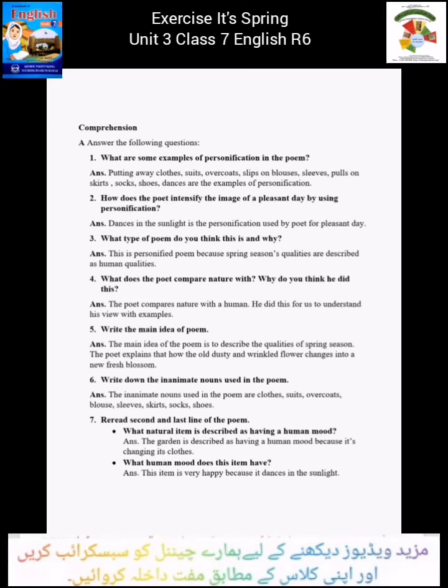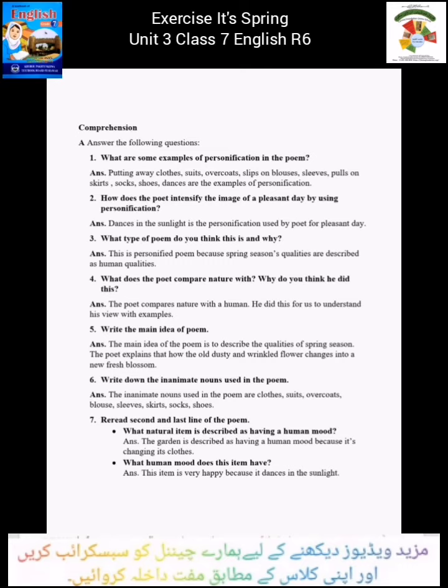So the sixth question is, write down the inanimate nouns used in the poem. We have already discussed that inanimate nouns are those that are not living things. So in this poem, the inanimate nouns were clothes, suits, overcoats, blouse, sleeves, skirts, socks, shoes. So these were some examples of inanimate nouns in this poem. So the seventh question is, reread the second and last line of the poem.